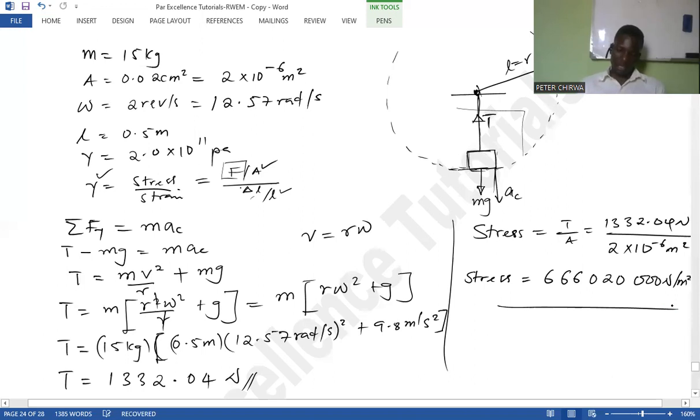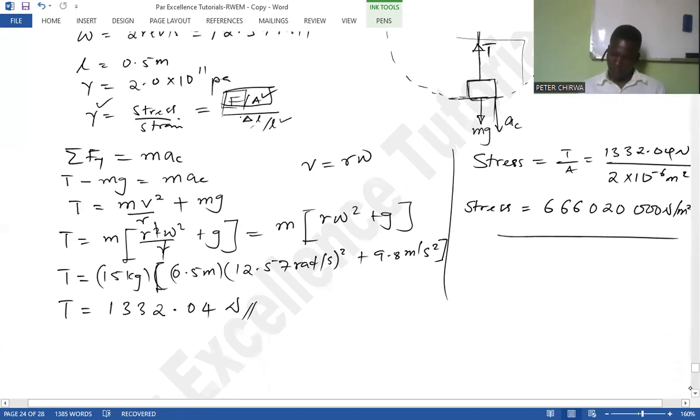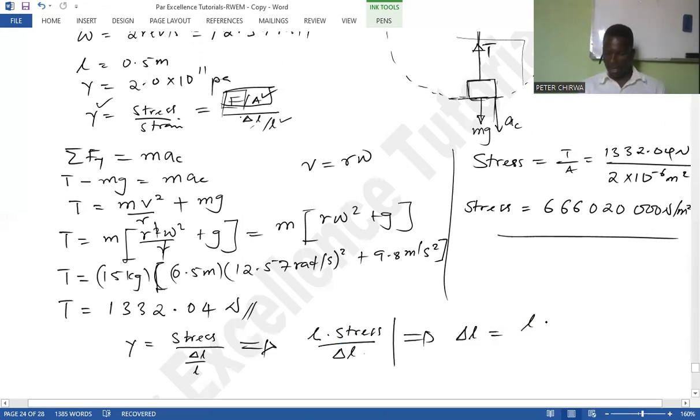All right, so after getting stress, I think now we can go ahead and find delta L. So what we have is stress equals Young's modulus times change in L over L, which means L times stress over Young's modulus gives us the change in L. So change in L equals length times stress over Young's modulus.